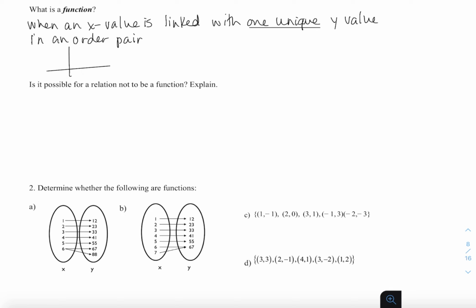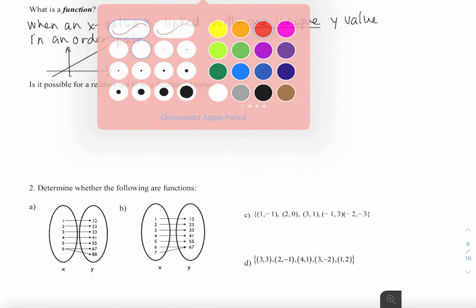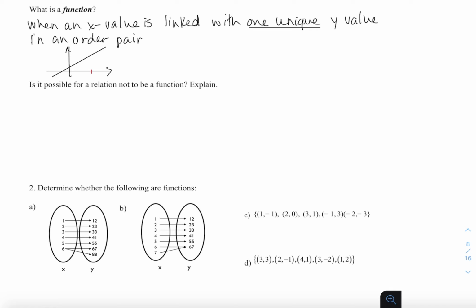So let's say I have this line here. And what I can see is that on this line, if I were to take an x value, let's say x equals 3, and go up to the line, I would see that that x value has a particular y value. Let's say y equals 2. And for every x value on my graph that I pick, I only have one unique y value associated with it. That would make this a function.